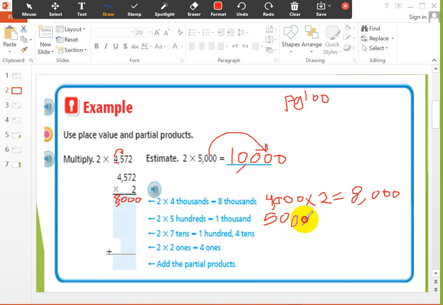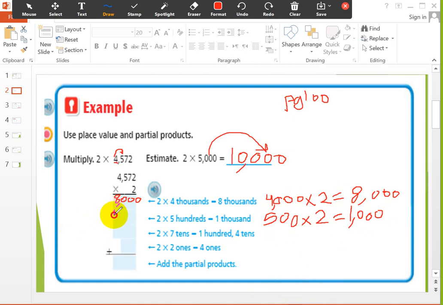Now I will multiply 2 with 500. Okay. Now, how will I multiply a number with a hundreds number? 2 multiply 5 equals 10. And I have to put 2 zeros next to the answer. So what is the answer for this multiplication? 1,000. So I have to write the answer under the first one.